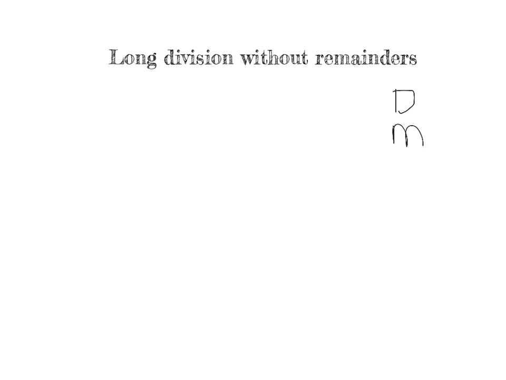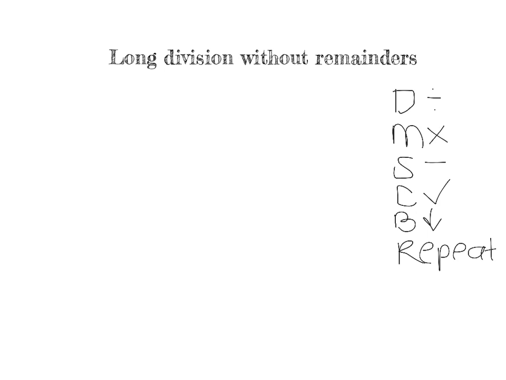Does McDonald's sell cheeseburgers rare? D stands for divide, M stands for multiply, S stands for subtract, C stands for check, B stands for bring down, and R stands for repeat, where we start the steps all over again.